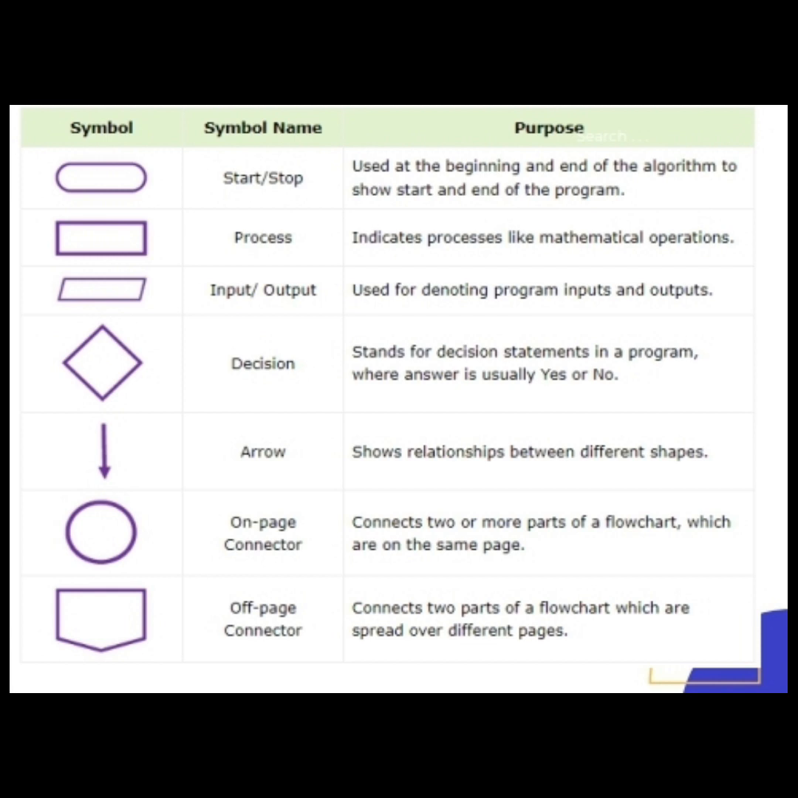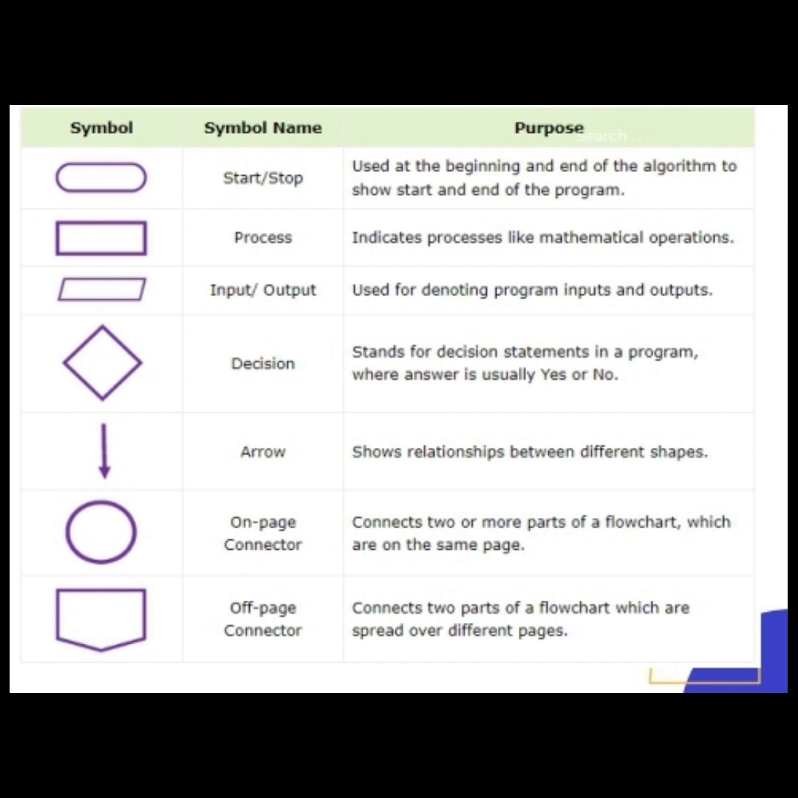Next shape is rectangle. This is a process and it indicates process like mathematical operations. The third shape is parallelogram and it stands for input or output. It is used to denote program inputs and outputs. The fourth one is diamond. It stands for decision statement in a program where our answer is usually yes or no.